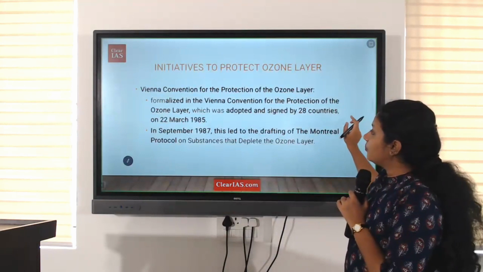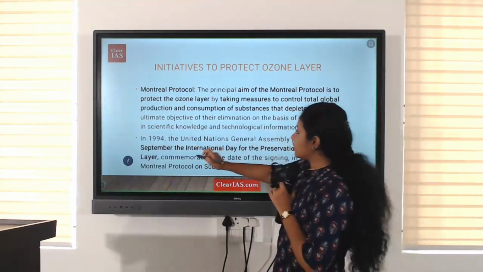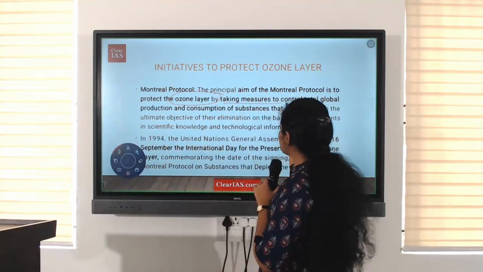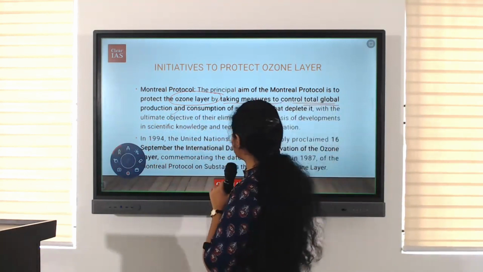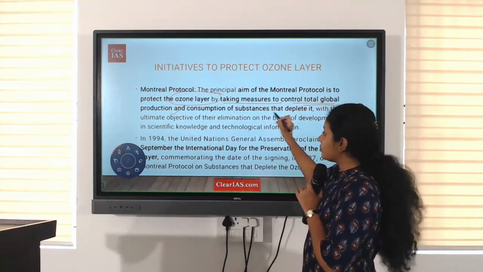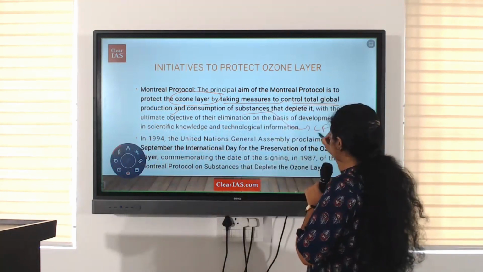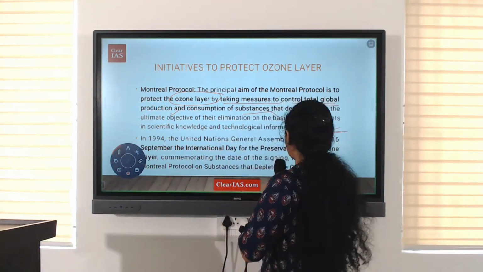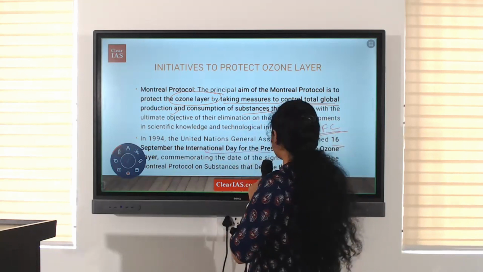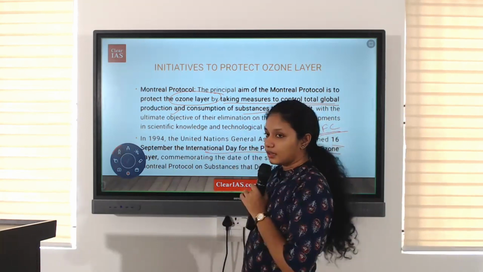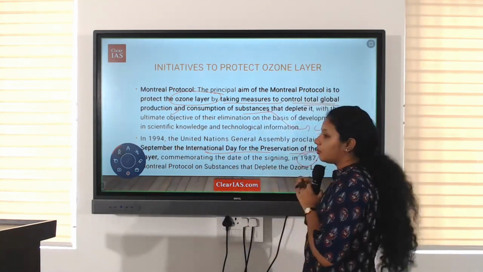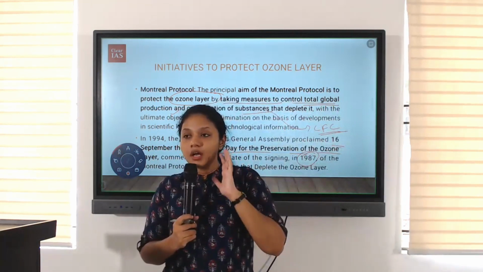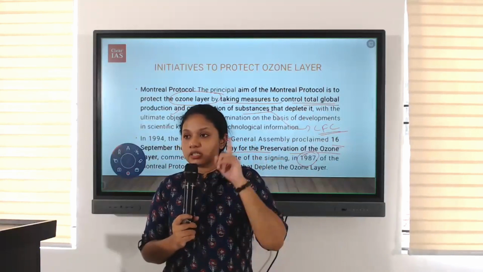Now, what is the Montreal Protocol? It is to protect the ozone layer by taking measures to control the total global production and consumption of substances that deplete it. What is the major important substance? CFC. Clear? In 1994, the United Nations General Assembly proclaimed 16 September as International Day for the Preservation of the Ozone Layer. In 1987, the Montreal Protocol came to reduce ozone depleting substances, especially CFCs.